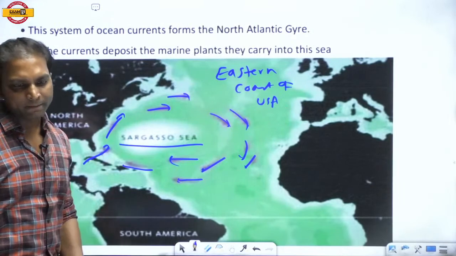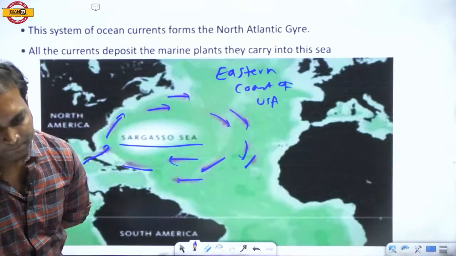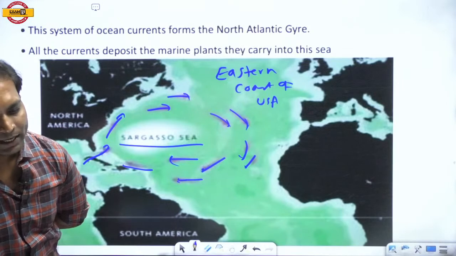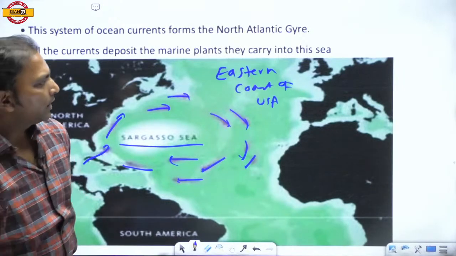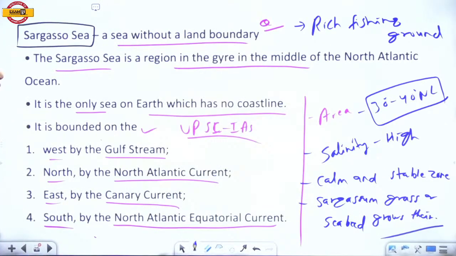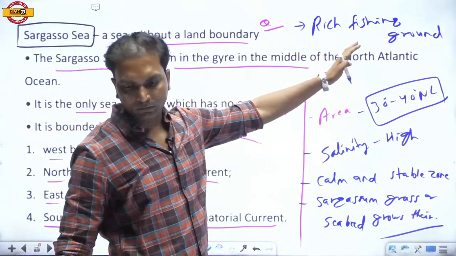Okay. Yeah, exactly, Mradul. Sargasso Sea has a good fishing region. I have just mentioned it. The rich fishing ground.